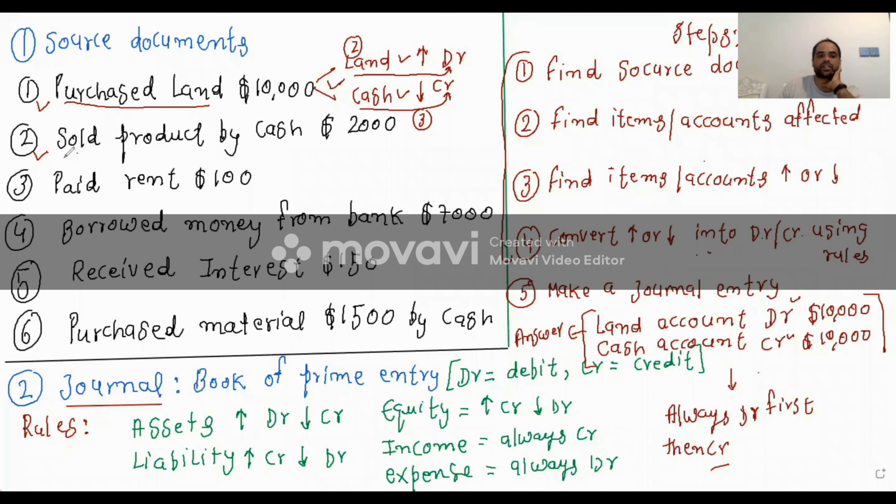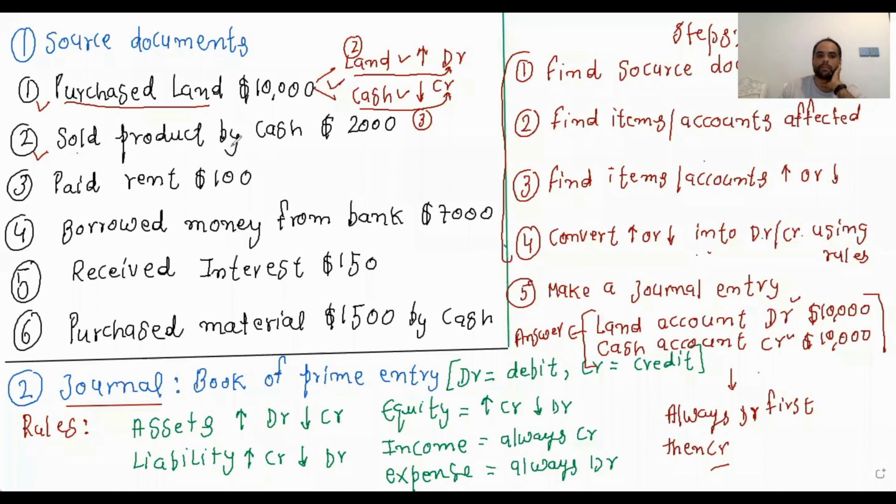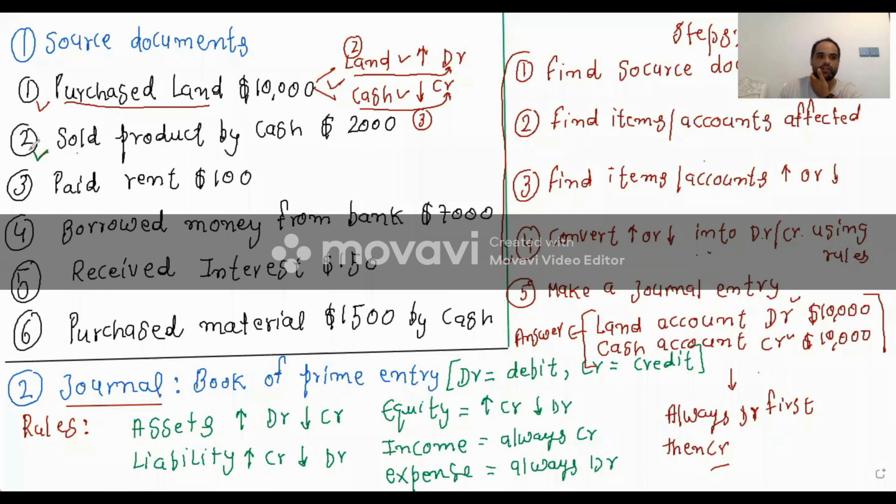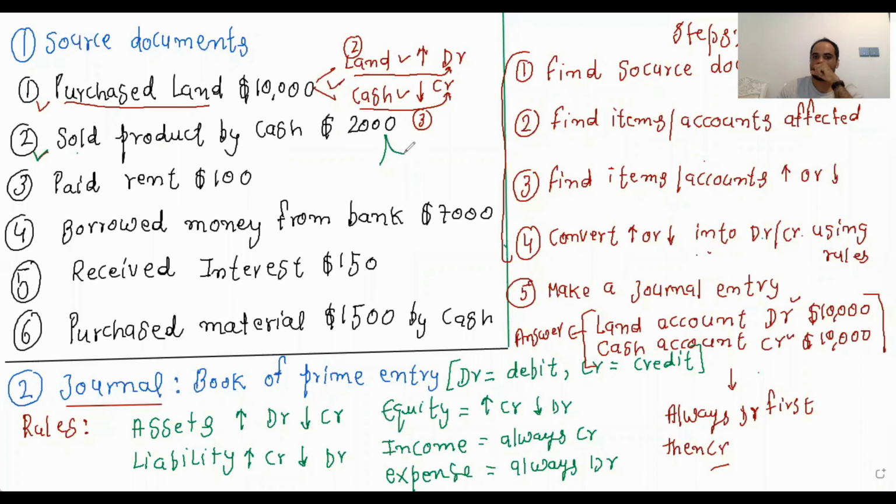So it says that sold product by cash, $2,000. So find source document. Step 2 is your source document. All right, so we will make a journal entry for this second source document. Now find items or accounts affected. Can you tell me which 2 accounts or items are affected?